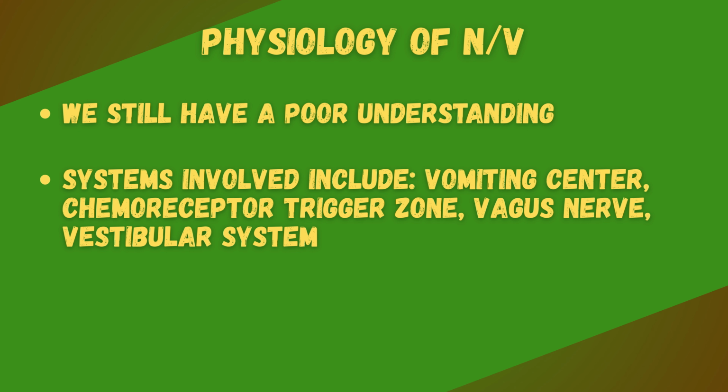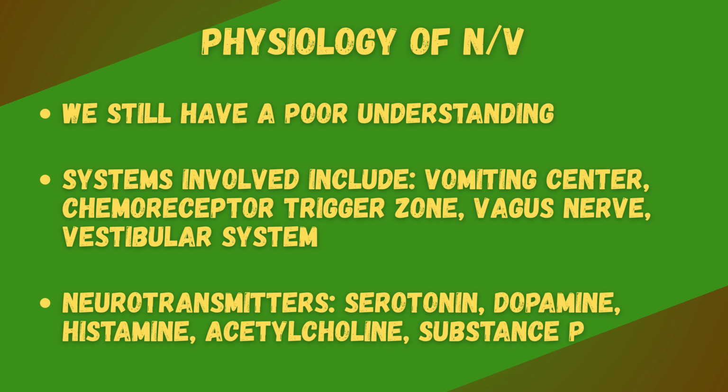Various stimuli like infections, toxins, medications, or even motion can activate these receptors, producing nausea and vomiting. There are also several neurotransmitters involved in mediating nausea. These include serotonin, dopamine, histamine, acetylcholine, and substance P. And this is where our pharmacology comes into play. All of our antiemetics target one or more of these neurotransmitters.